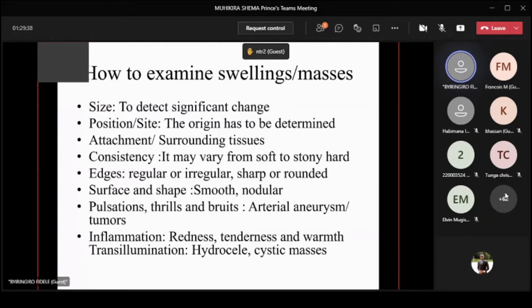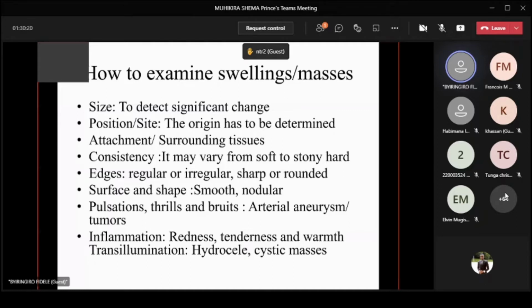Surface can be smooth or nodular. Pulsations, thrills in case of vascular supply, and inflammation to look for any redness, tenderness, and warmth. And finally, transillumination in case of hydrocele or cystic masses. So this is examining a mass or a swelling. You use the mnemonic SPEED. The first S is for the size, the position, the attachment, consistency, edge, surface and shape, pulsation, inflammation, and transillumination.